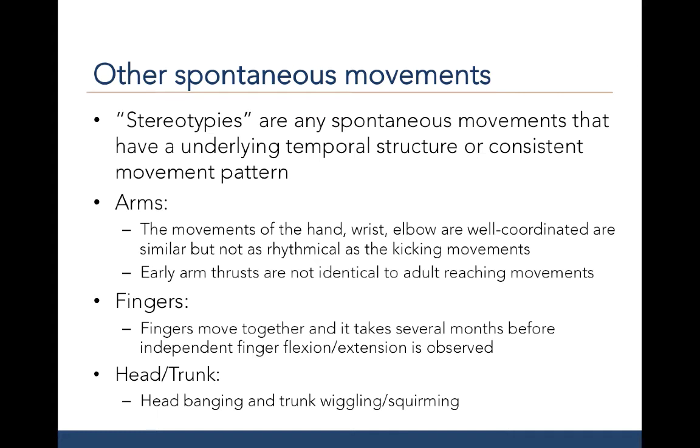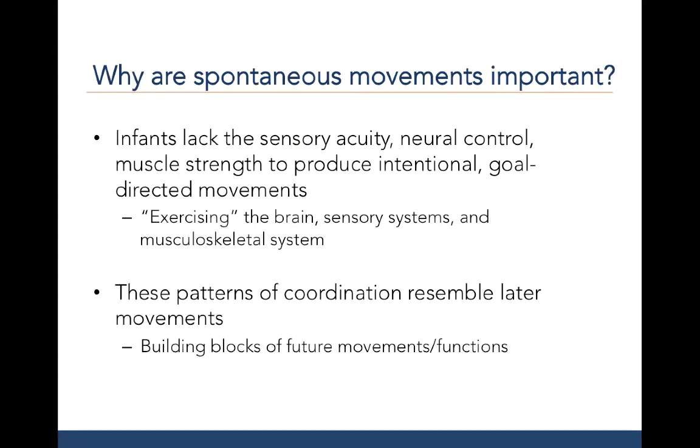Finger stereotypies exist such that the fingers flex and extend together. It takes several months before independent finger flexion and extension is observed in the infant. With respect to movements of the head and trunk, head banging and trunk wiggling or squirming are also observed in the infant. There is also rhythmic flexion and extension of the head and trunk, or lateral flexion or extension of the body. Why are spontaneous movements important?